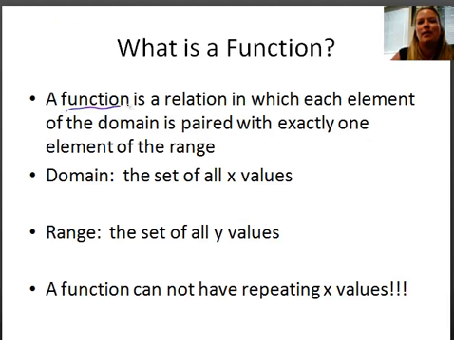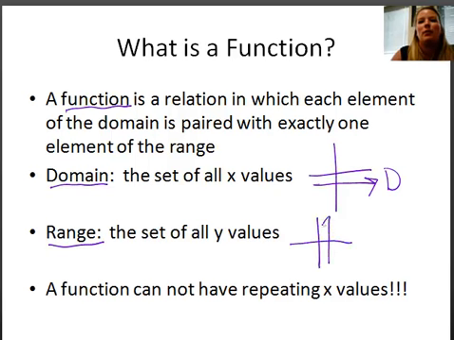So a function is a relation in which each element of the domain is paired with exactly one element of the range. So domain, remember, is the set of all x values, meaning if we had a coordinate grid, the domain goes from left to right, least to greatest, and that's what we write. Range is the set of all y values. So if we had a graph, the range goes that way, least to greatest.